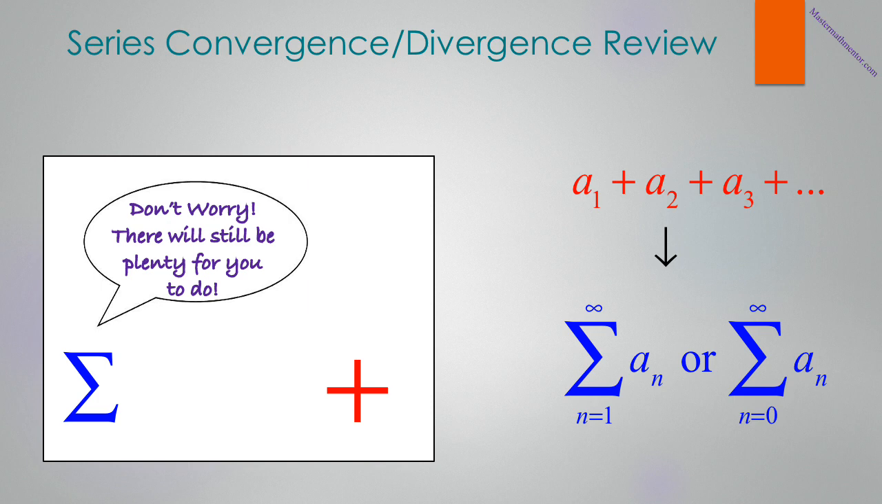You are given an infinite series, and you wish to determine whether it is convergent or divergent. Let's review the steps in order. First, if it isn't already in this form, you must put the series into sigma notation form: summation n equals 1 to infinity of a sub n, or summation n equals 0 to infinity of a sub n. You need to recognize special patterns and special groups of integers, such as their squares, their cubes, and their factorials.